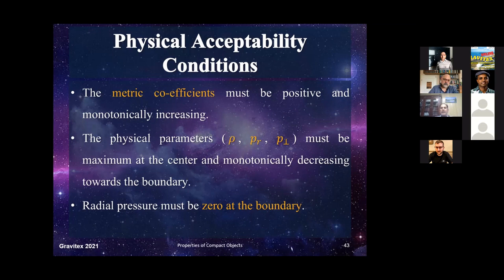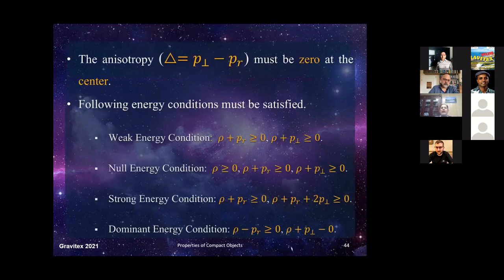Now, there are some conditions which are required for physical acceptability. First, the metric coefficients must be positive and monotonically increasing. Second, the physical parameters, for example, density, pressure, etc., must be maximum at the center and monotonically decreasing towards the boundary. Third, the radial pressure must be zero at the boundary. Next, the anisotropy must be zero at the center. The following energy conditions must be satisfied: the weak energy condition, null energy condition, strong energy condition, and dominant energy condition.